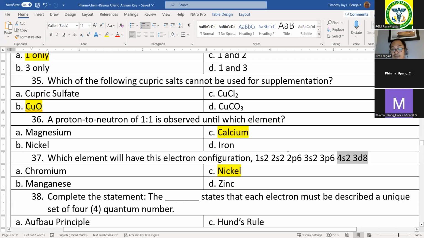So 2 plus 2, that's 4, plus 6, that's 10, plus 2, 12, plus 6, 18, plus 2, 20, and then plus 8, 28. So if you look at that, element 28, did I add correctly? That is the correct answer, nickel, because the number of protons and electrons will be equal to the element's atomic number in a neutral atom. Okay? Questions?